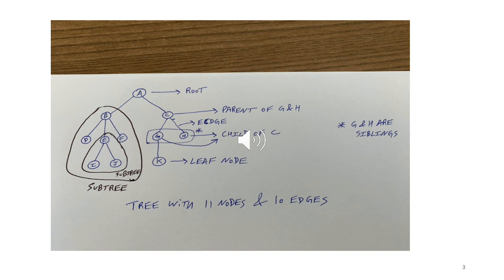Right. So at the top level you have a root. Second level you have 2 nodes, B and C. Third level you have 5 nodes: D, E, F, G, H. And the last level you have 3 nodes: I, J, and K. Okay. So this is a tree with 11 nodes and 10 edges.